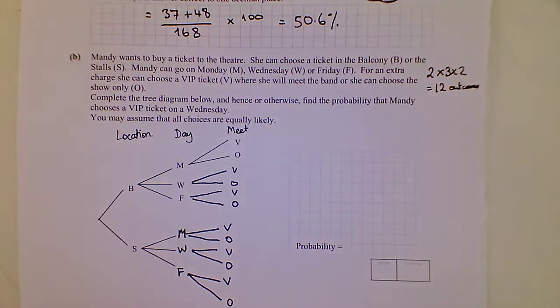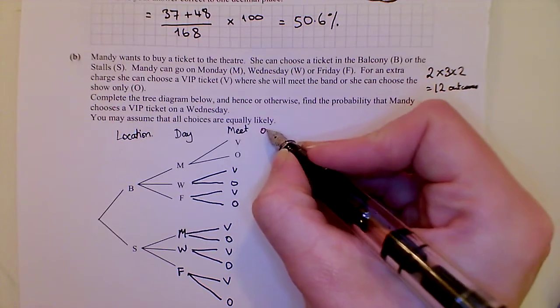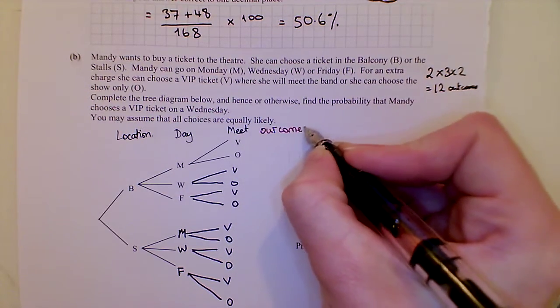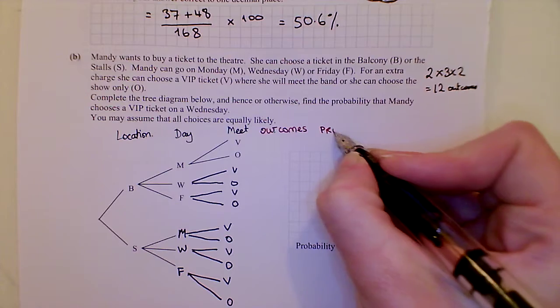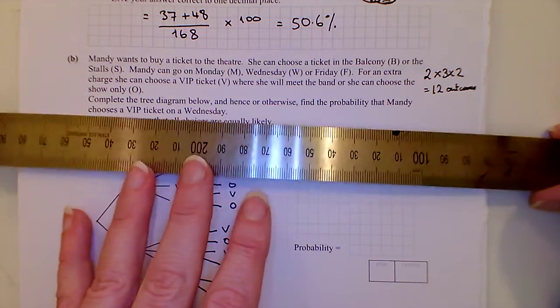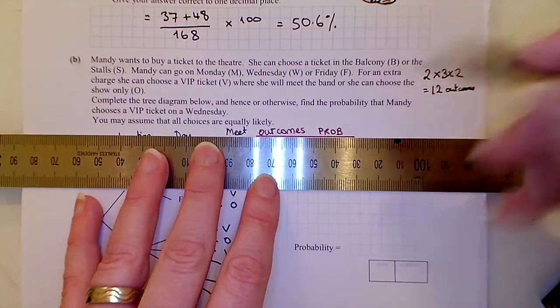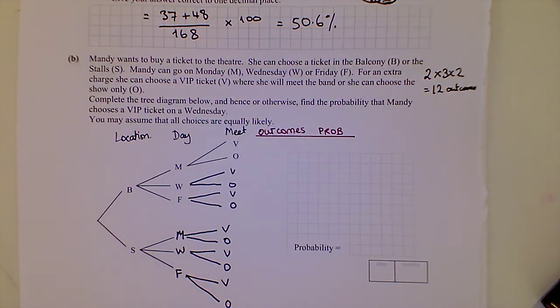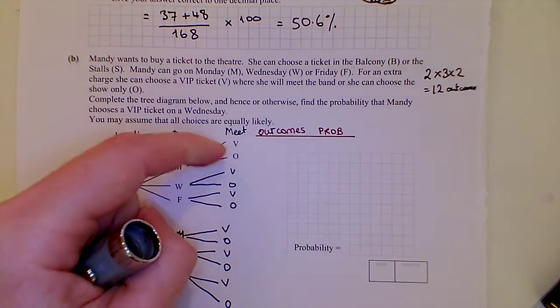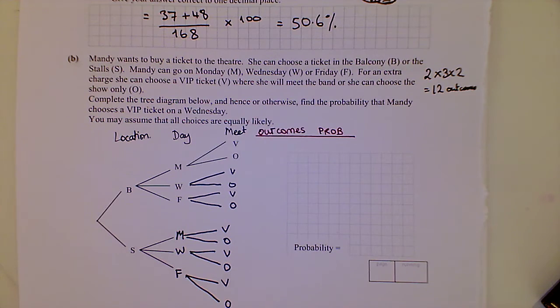Now, they didn't give you space to do this, but I've told you that our tree diagram is not complete until we write down our outcomes and their probabilities. We should have 12 outcomes here. So if we count them up there, 1, 2, 3, 4, 5, 6, 7, 8, 9, 10, 11, 12. There are 12 outcomes. So we're fairly confident that we've done this right.